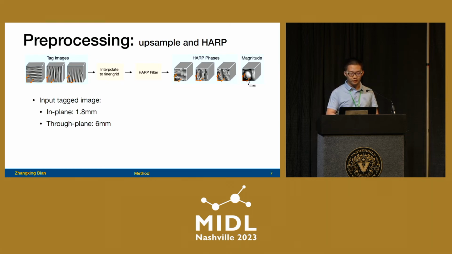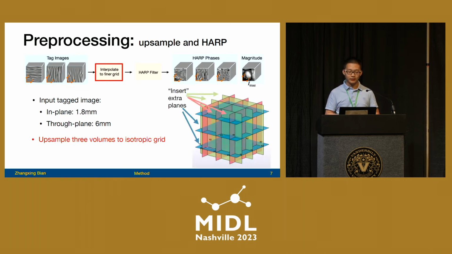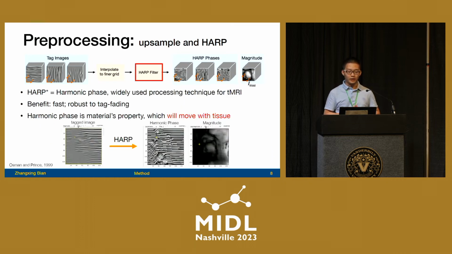The first thing we do is to interpolate, or upsample, the image volume to an isotropic 3D grid because it has poor through-plane resolution. Then we use an algorithm called HARP, which stands for harmonic phase, which has been widely used in processing Tagged-MRI data. The benefit of HARP is that it can run very fast, and it's robust to tag fading.